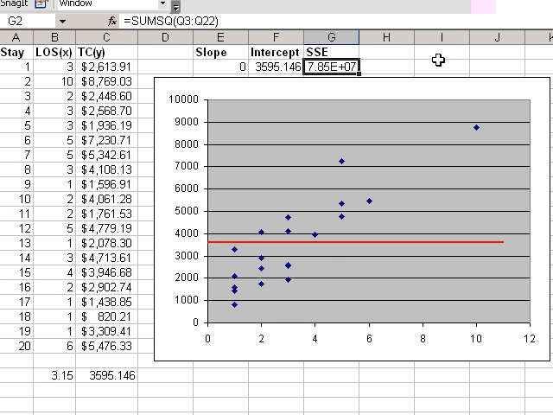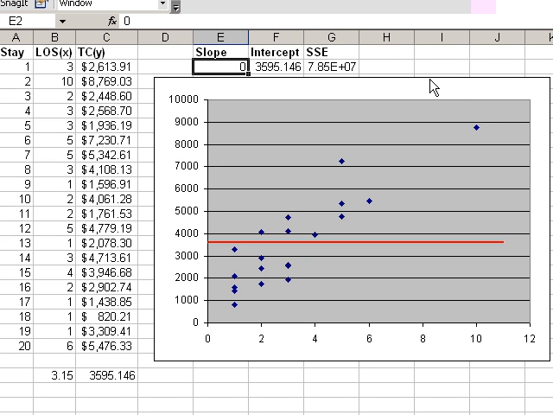What we are trying to do in regression is to minimize that sum of squared errors. In other words, we're trying to find the line that makes this value as small as possible. If we look at this value here, 7.85 e to the plus 07 is a very large number. It is actually 78,500,000.